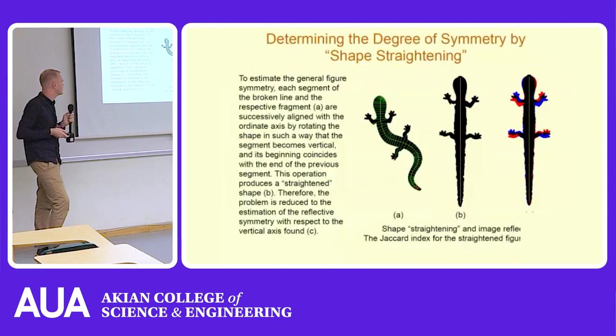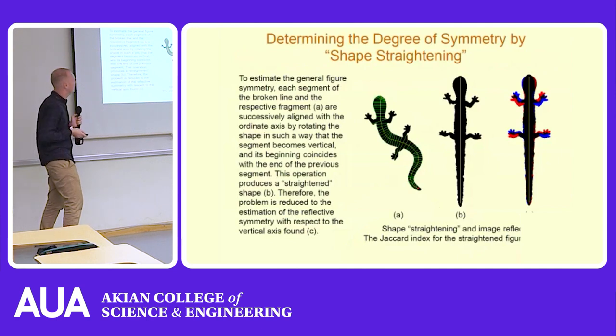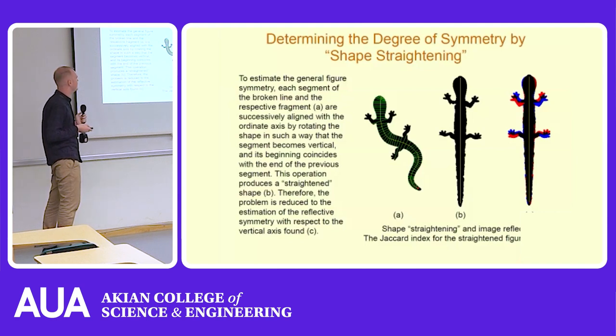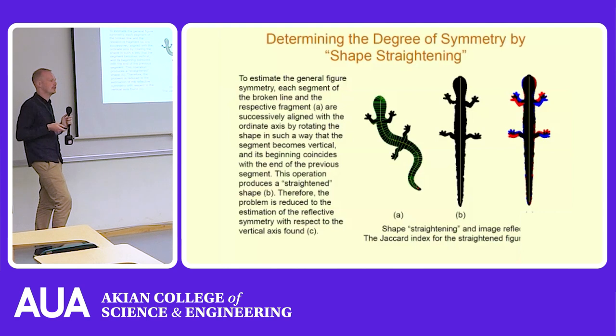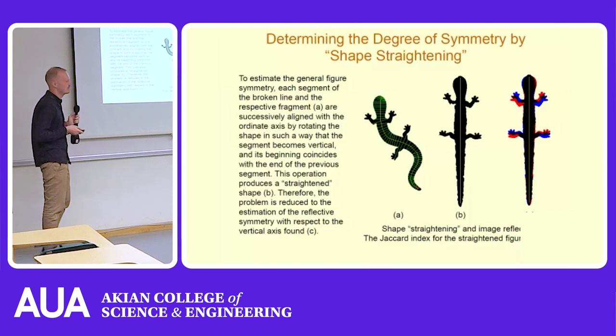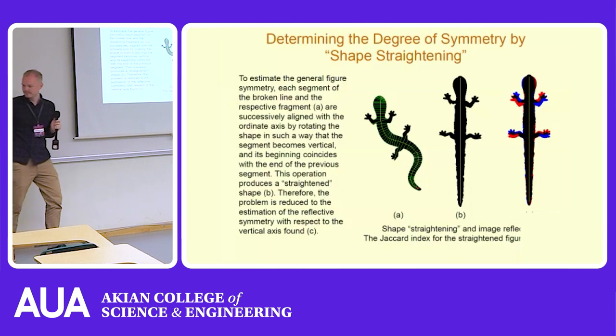Oh, yes. And of course, after applying the straightening procedure, we can access the classical Jaccard measure just between the straightened and reflected image. And for example, it is 0.777. So it is, in fact, rather close to zero to consider this image to be symmetric. But now we have some advanced procedures just to align the other parts, not the main body, but all the parts of our lizard together.